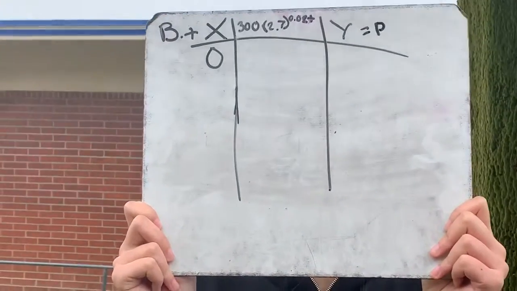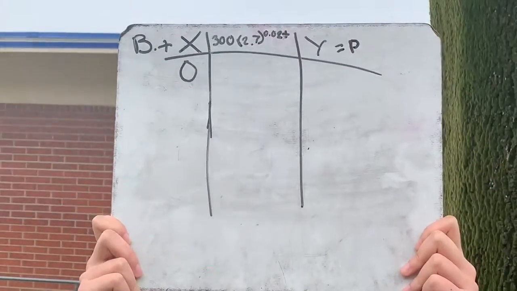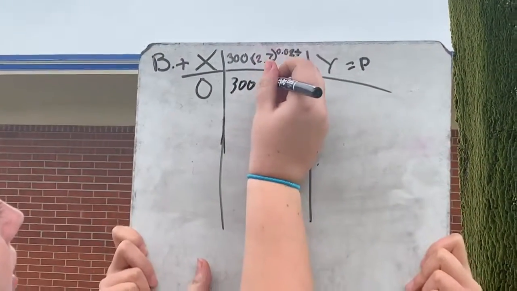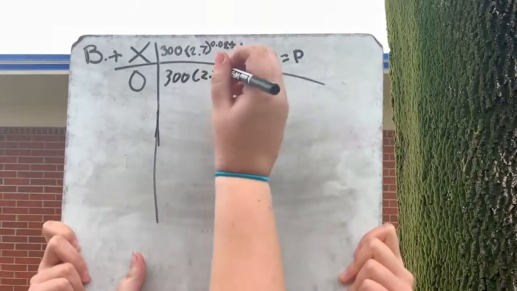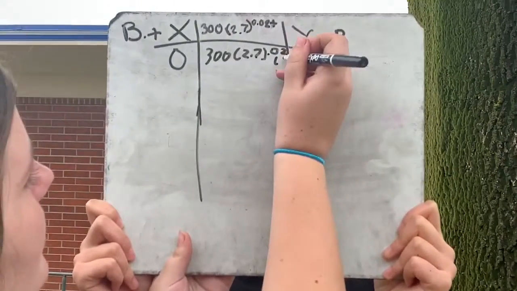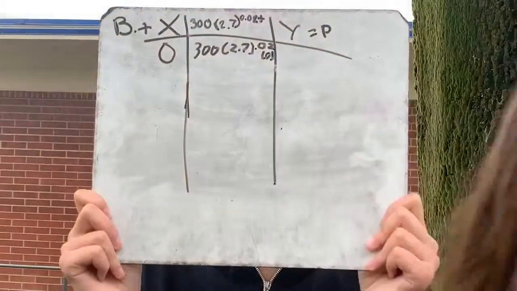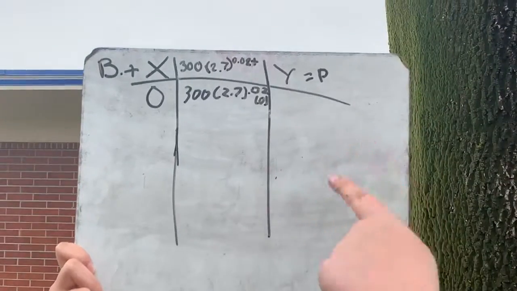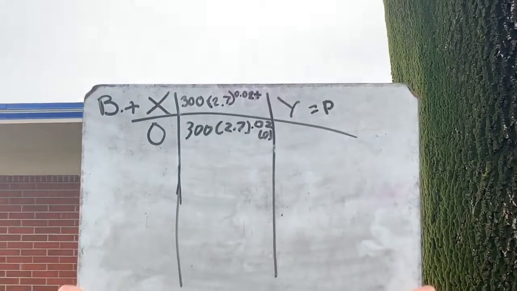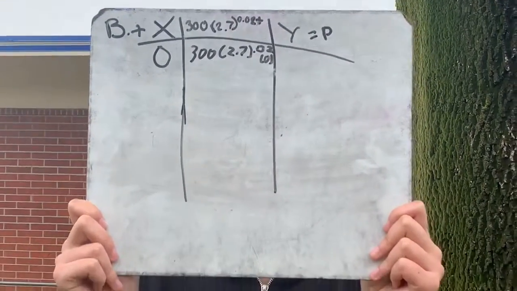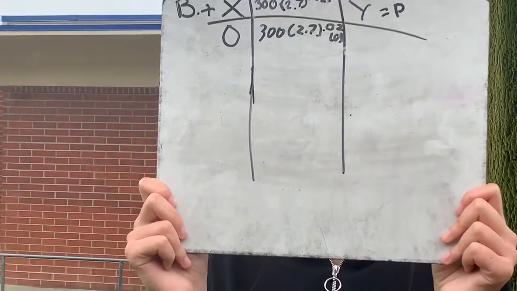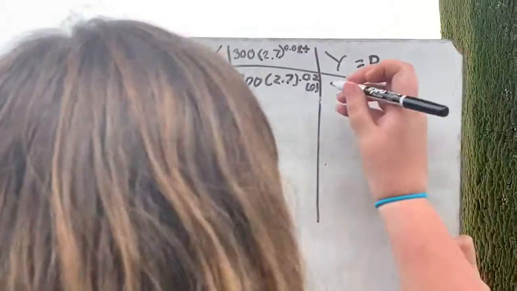So our first domain value we are going to use will be 0. And since we substitute T, it will be 300 times 2.7 to the 0.02 times 0. Okay. And since 0 times 0.02 is going to be 0, then we do 2.7 to the 0 power, which is 1. And then if you do 300 times 1, that will give us our first range value of 300.